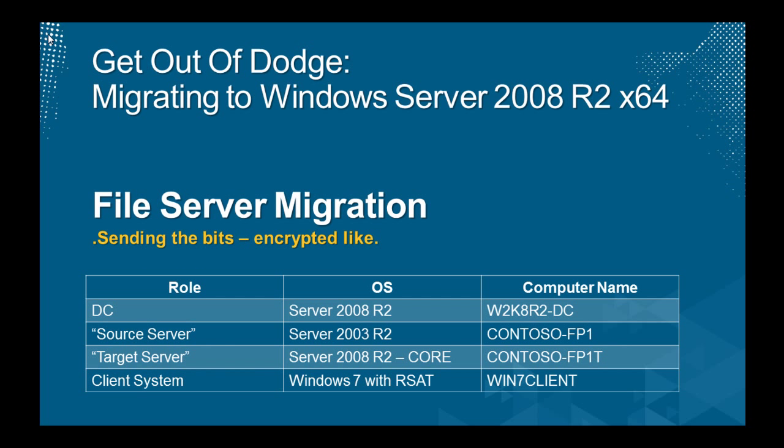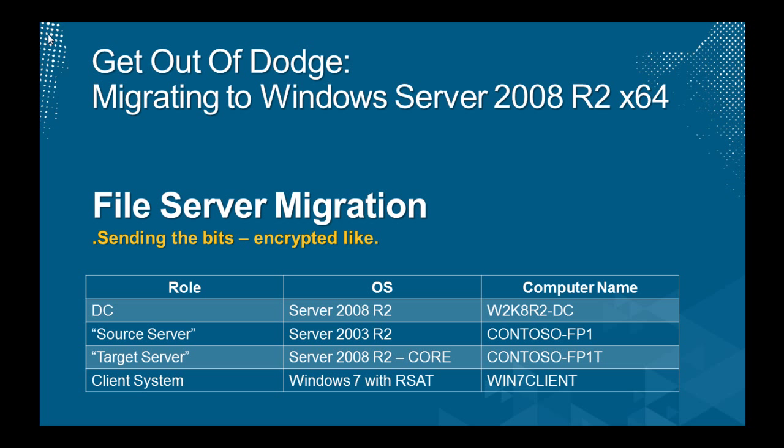Demo number 4, file server migration. It's almost like a part 2 of demo number 3 because they are closely related, file and print. This is all about sending the bits encrypted-like. There are multiple ways of doing this one. You could use the file server migration tool because I was following the line of thought of the existing migration strategy that comes out of the migration library. I'm going to be using the command line tools.